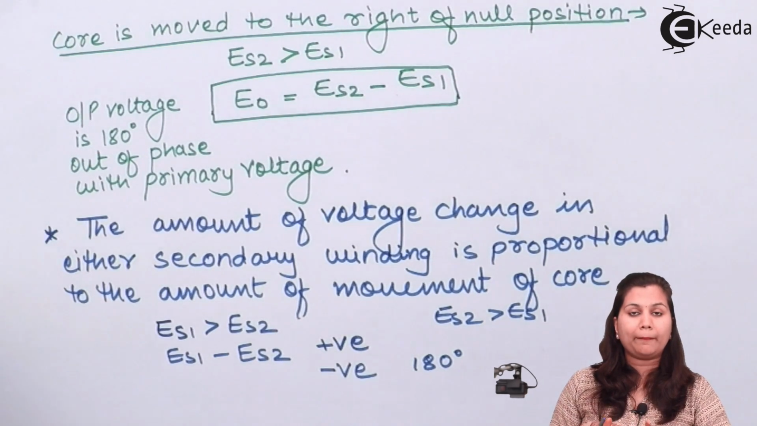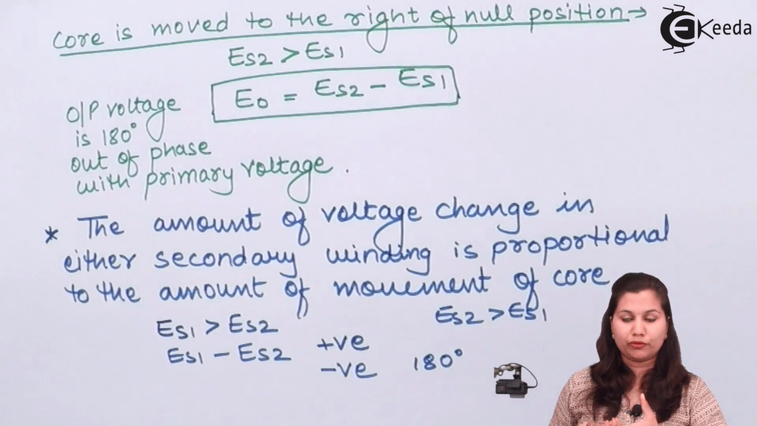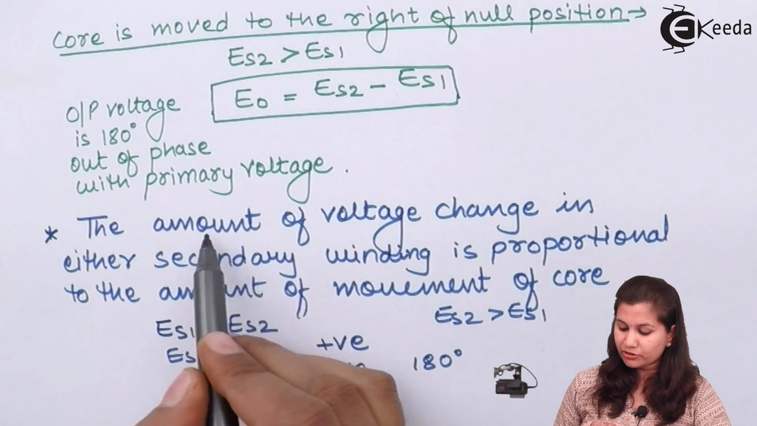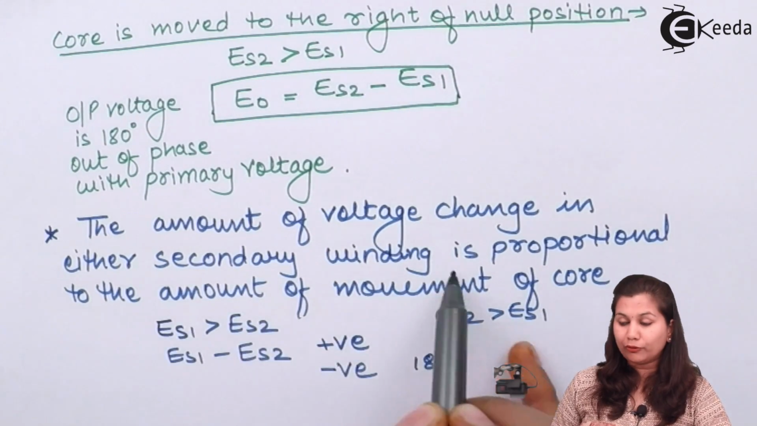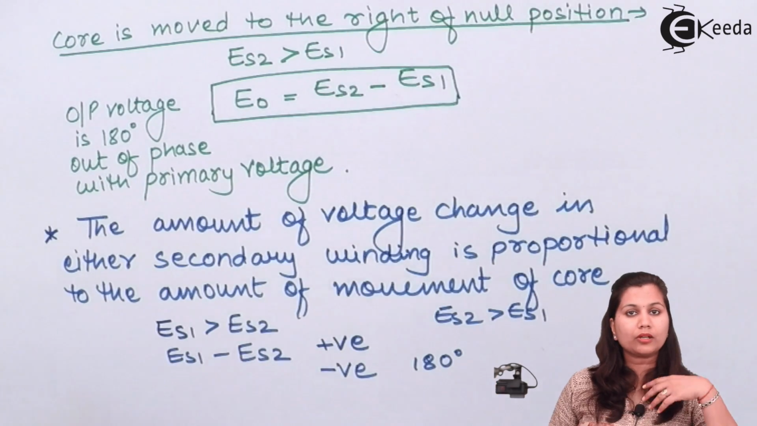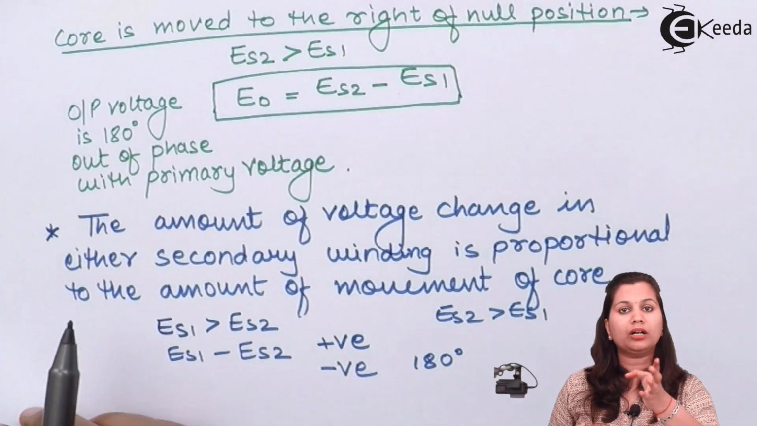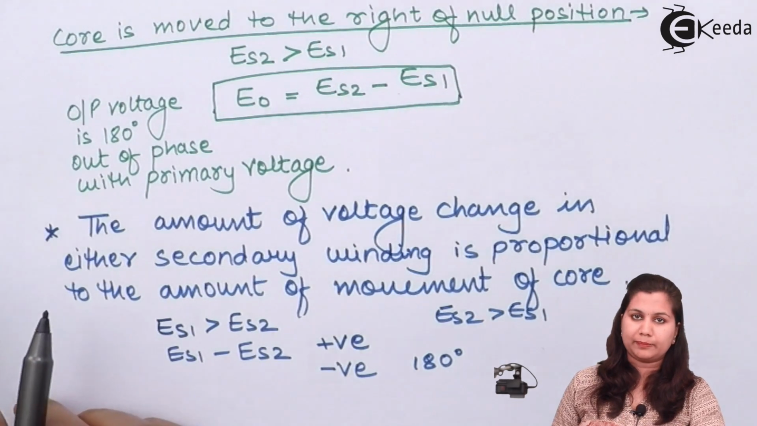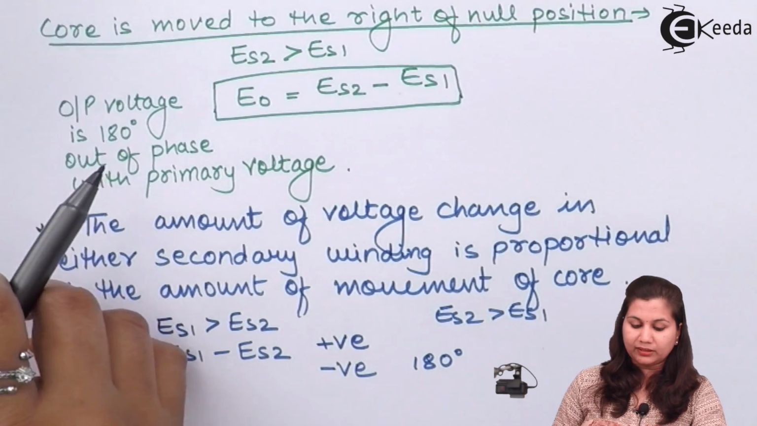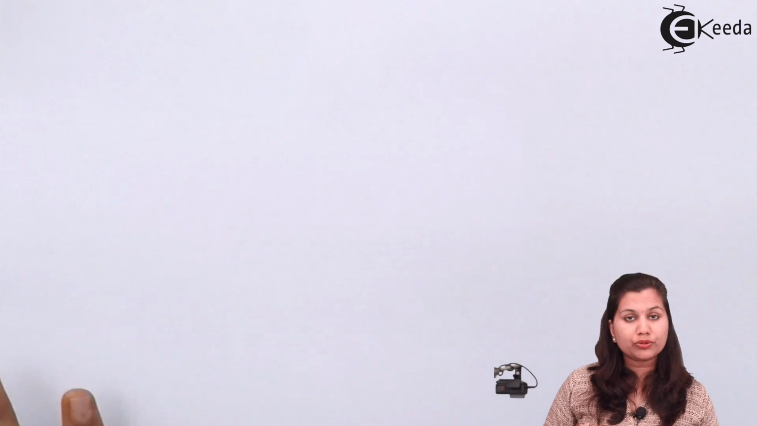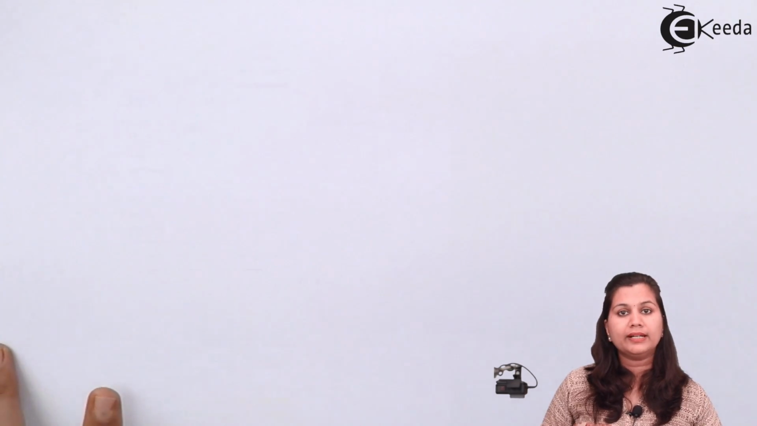So in this way, we get both the direction of the movement of the soft iron core and the amount by which it is moved, because this amount of voltage is proportional to the amount of movement of the core. So the magnitude of the output voltage is proportional to the magnitude of the displacement. So in this way, the LVDT can be used for the measurement of the displacement.